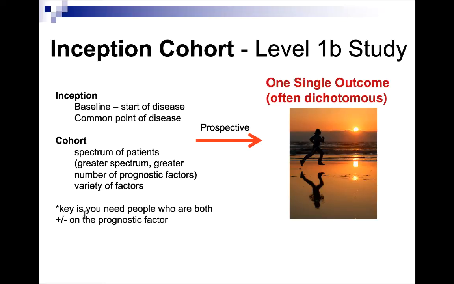If we only have people who are young, then age will appear to not be a prognostic factor because we have nobody who's old, so we can't evaluate the influence of age. So we need heterogeneity on the prognostic factors. In this case, both young and old people, or if we had severity, we need both people who have severe injuries and people with non-severe injuries.